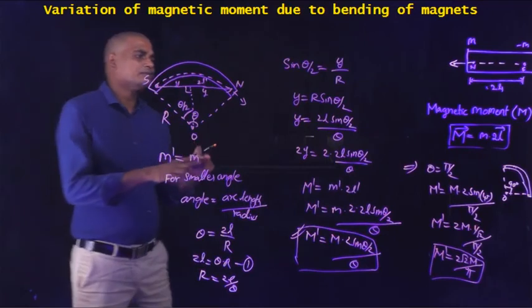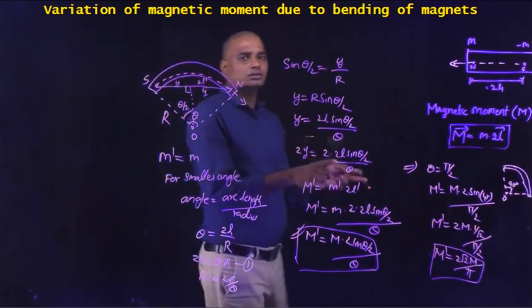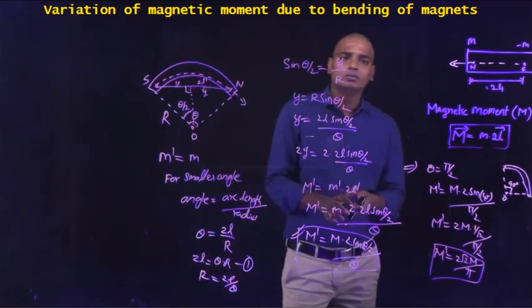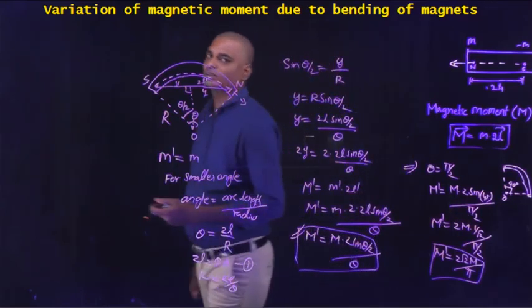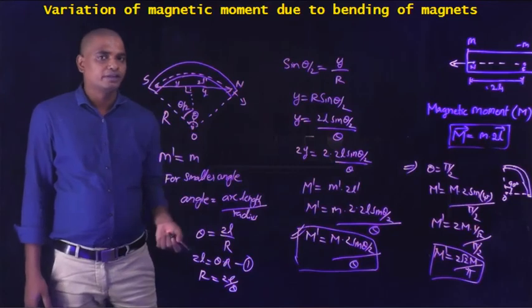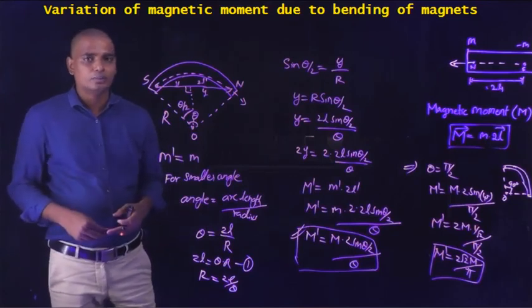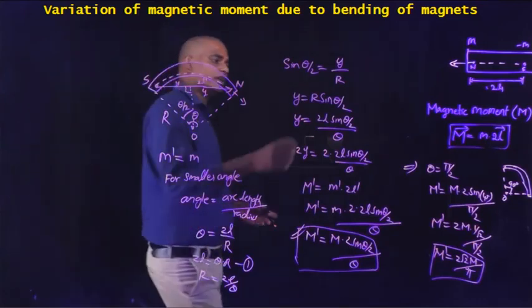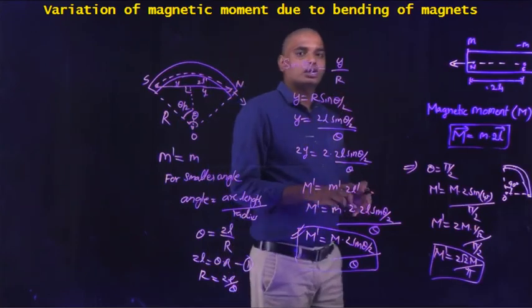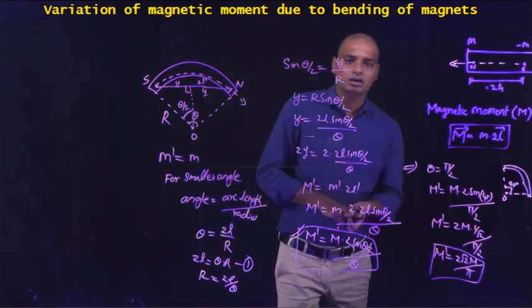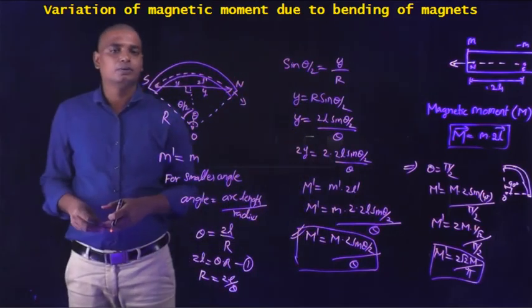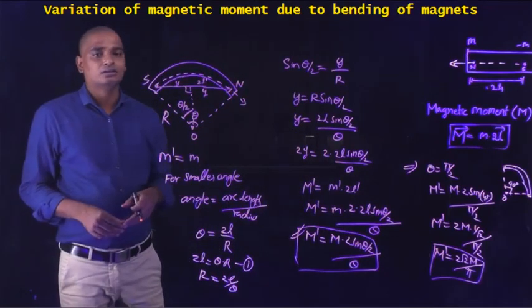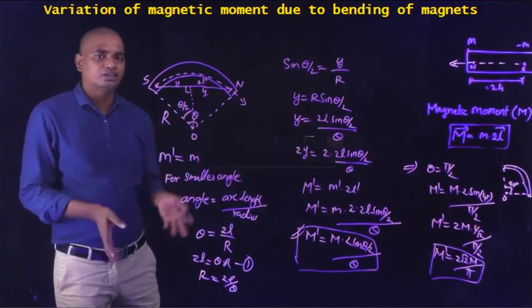If it is bent in a semicircular arc, then the value of theta will be 180 degrees. So we can calculate by substituting the value of theta as pi, and we can find the new magnetic dipole moment when the bar magnet is bent in the shape of a semicircular arc. So this is about the resultant magnetic dipole moment when a bar magnet is bent into different shapes.